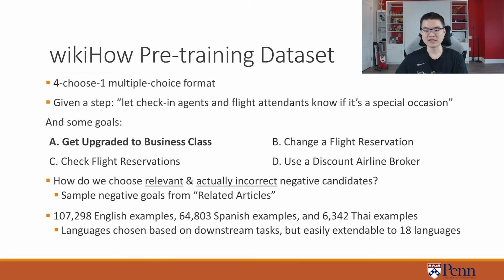To choose actually relevant and incorrect negative candidates, we utilize the related article sections from WikiHow. Given a correct goal, for example, get upgraded to business class, we look at the related articles of this WikiHow article, and then we take the titles, namely the goals, from those articles. In this way, we kind of have a guarantee that our negative examples will be interesting and most likely actually incorrect. Using this strategy, we construct our pre-training dataset in 3 languages, English, Spanish, and Thai, with varying amount of training examples because there are varying amount of documents in WikiHow in the corresponding languages.